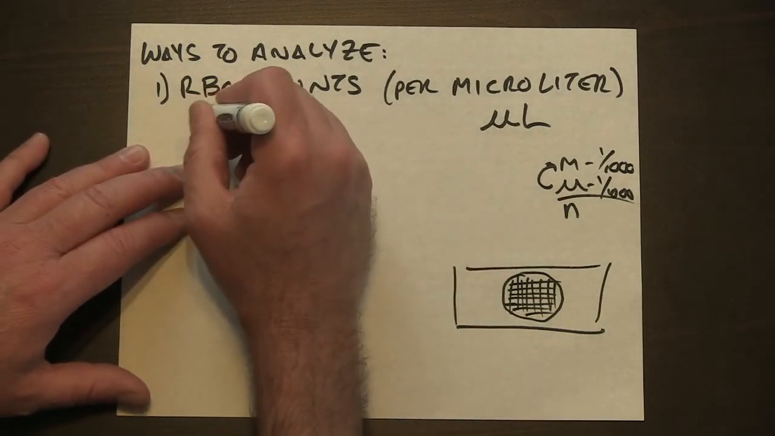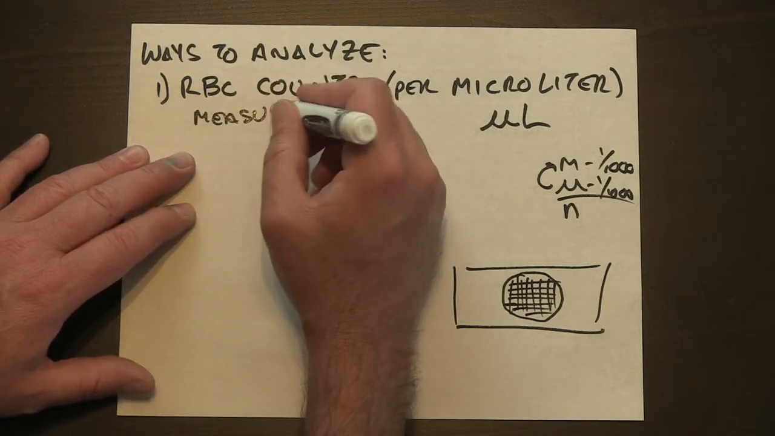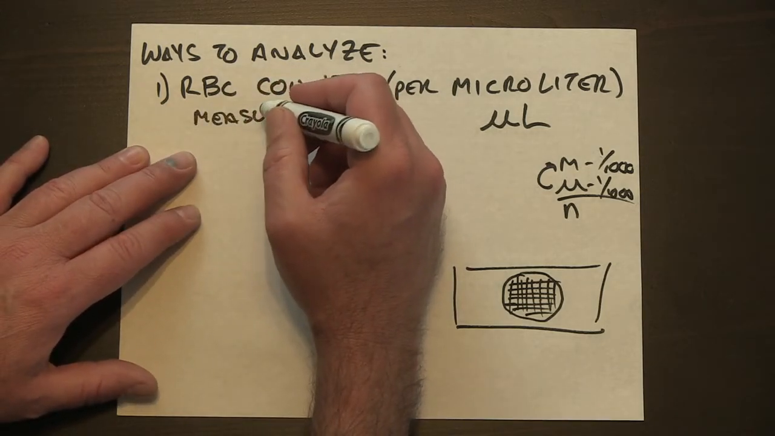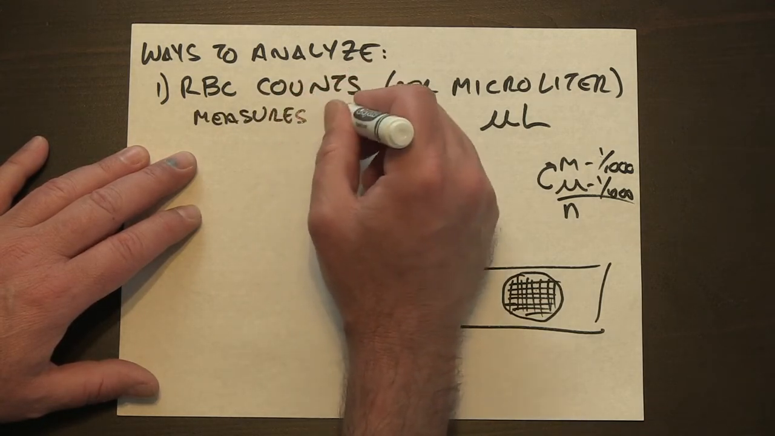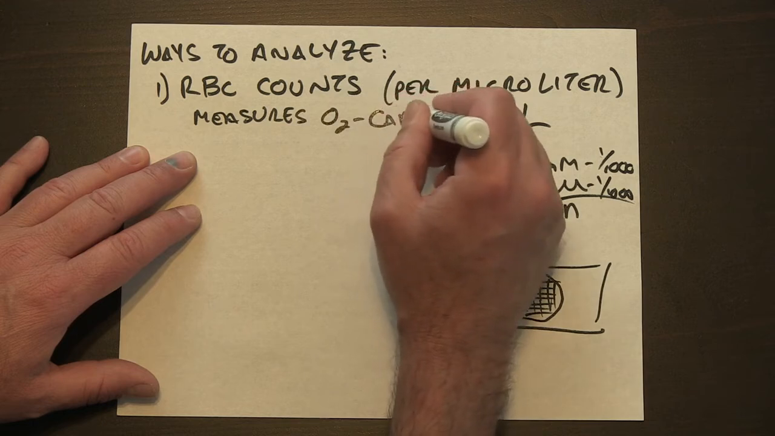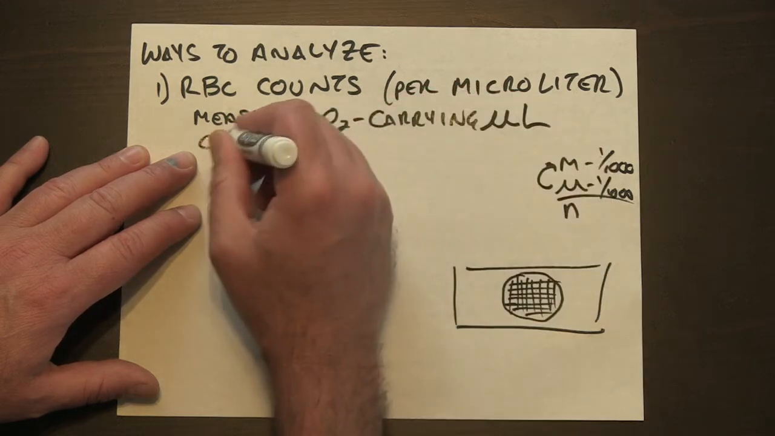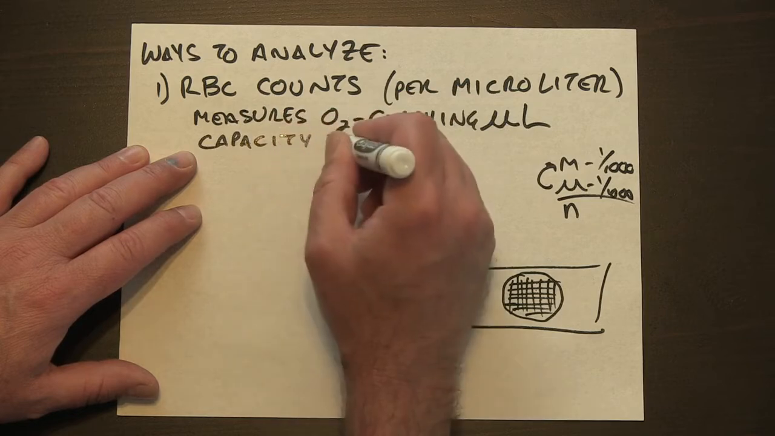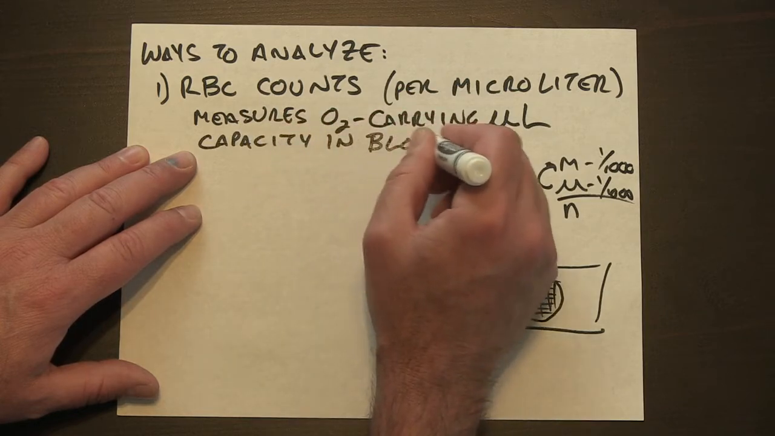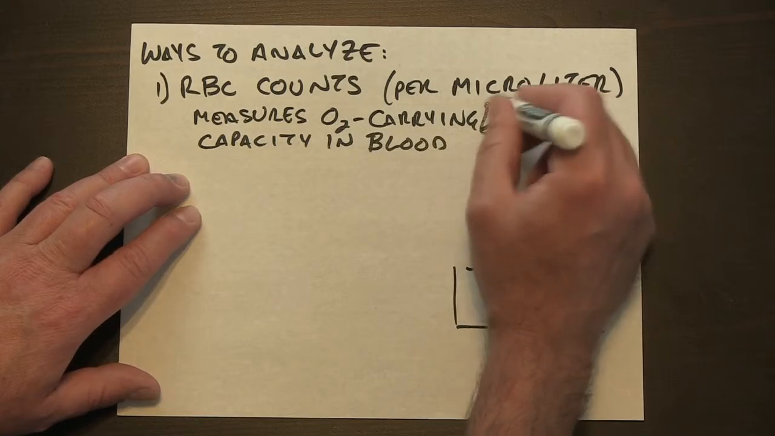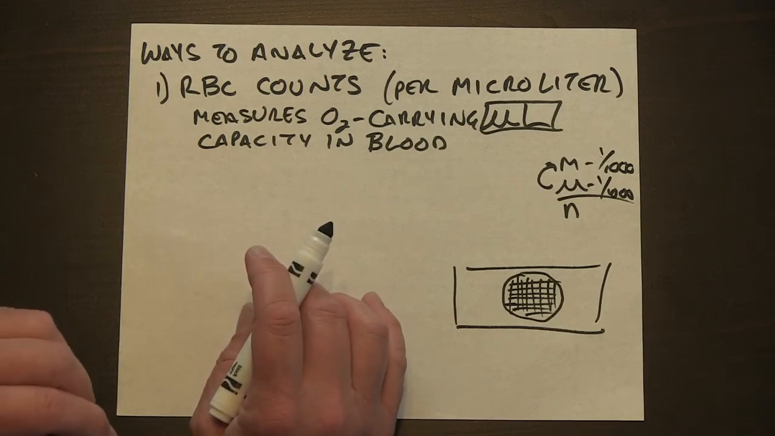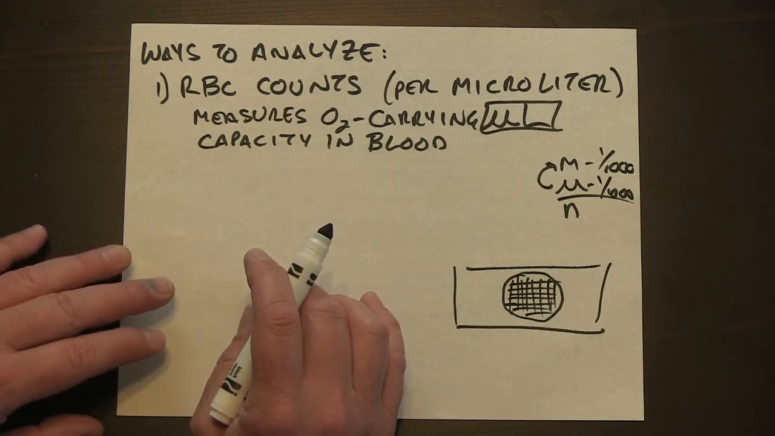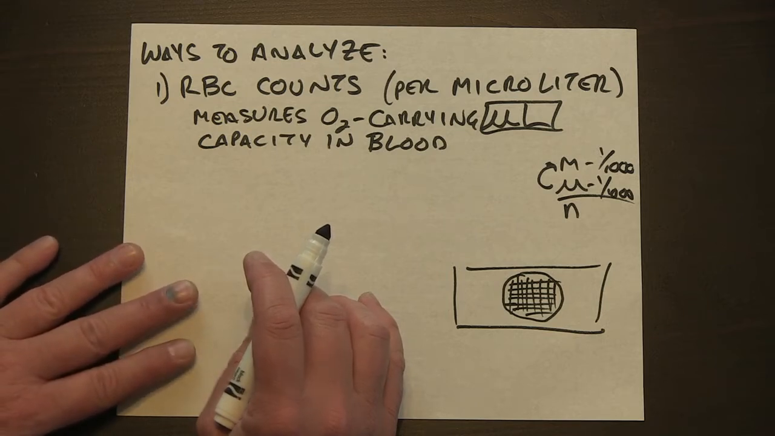So the red blood cell count measures the O2 carrying capacity in your blood. I'm noticing that there's a typo in the PowerPoint. I put millimeters cubed, which I don't think that's right.